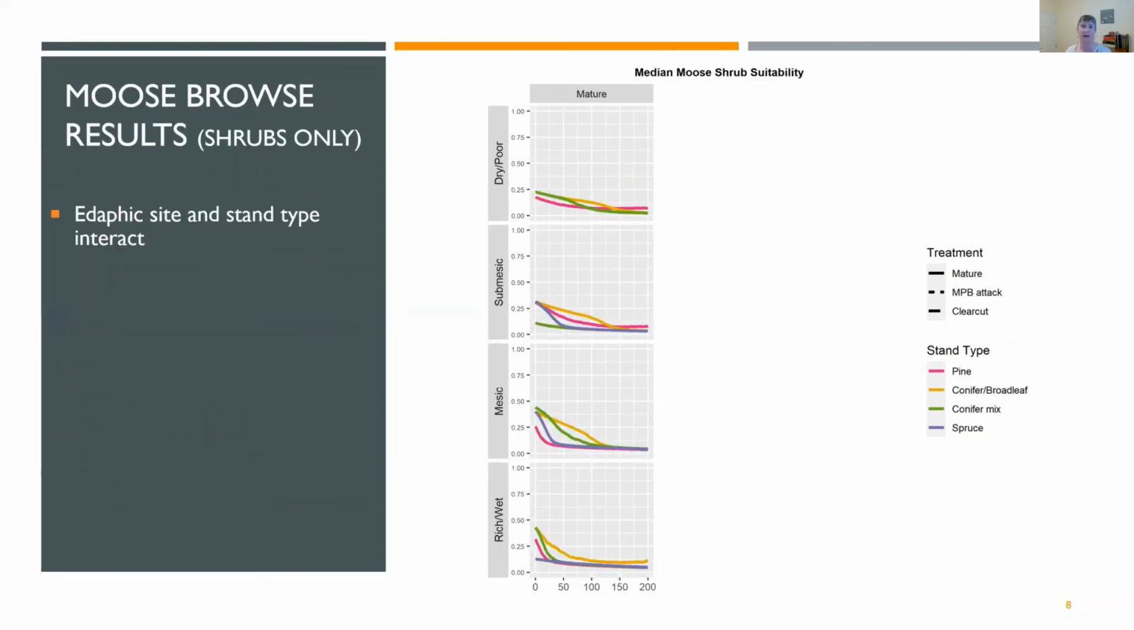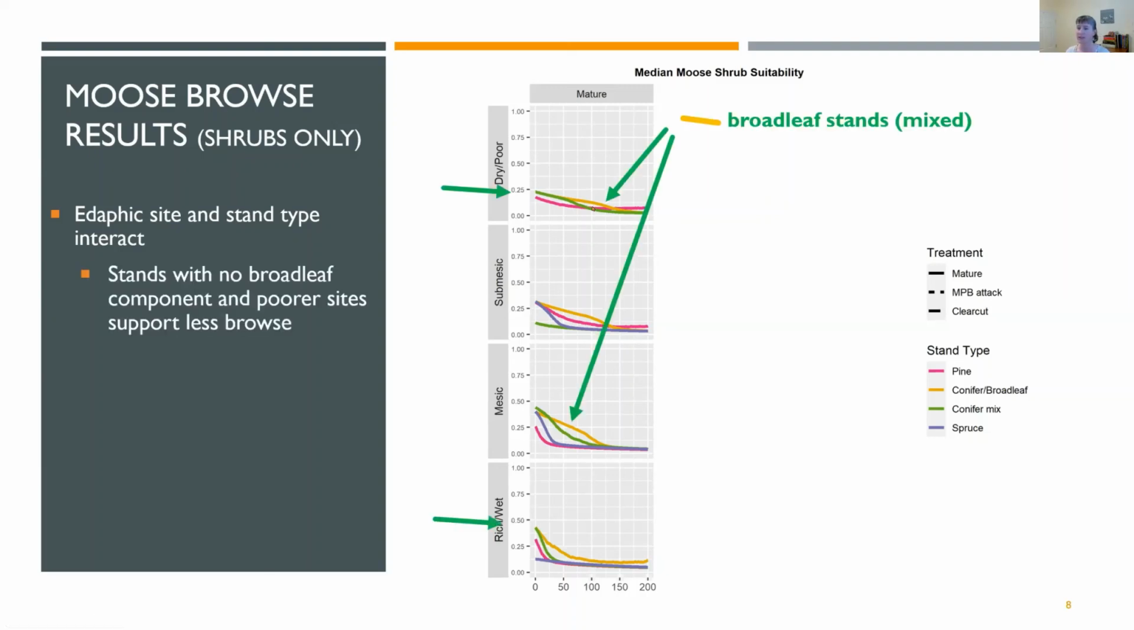And for moose browse results, we see a similar edaphic site and stand type interaction, although reversed. So on the dry, poor sites, there's less effect of stand type, and they're generally just poorer than the rich sites in terms of moose browse. But we do see that the broadleaf stands have a consistently greater suitability for shrubs than the conifer mixed stands. And that's what I just spoke about just now.